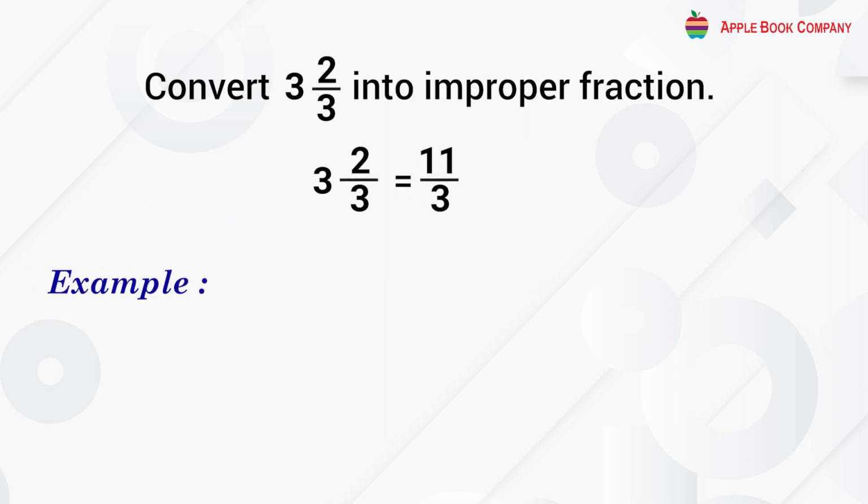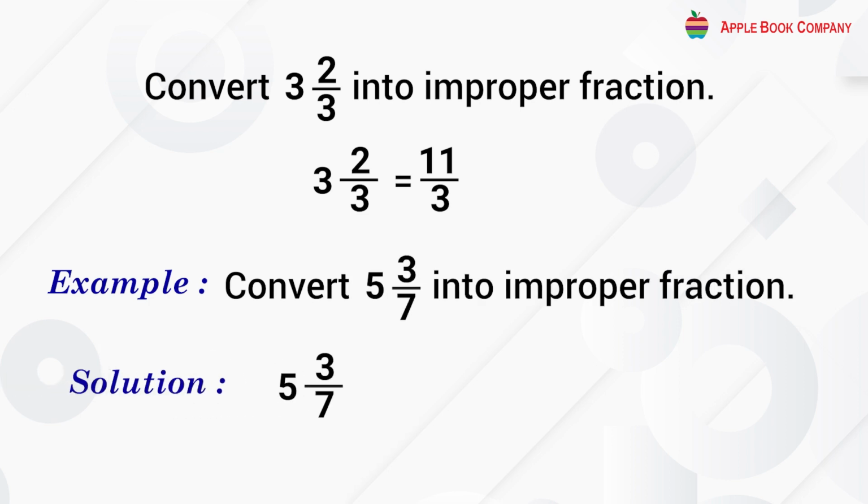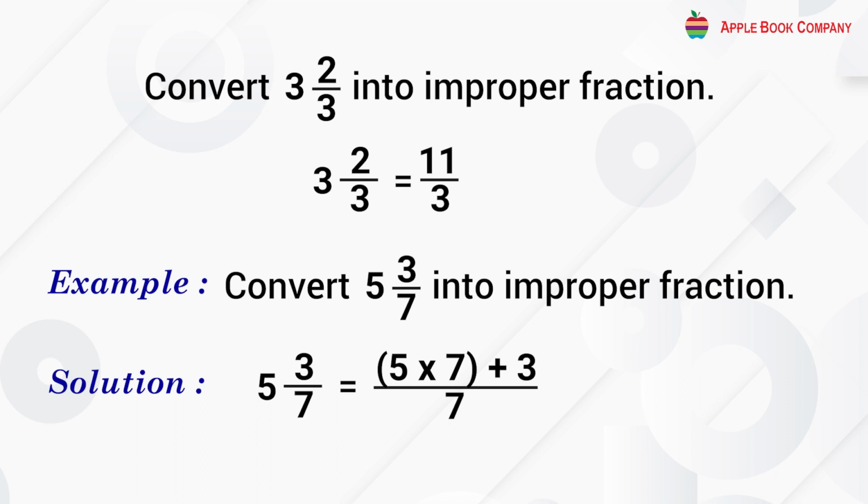Let's see another example. Convert 5 3 by 7 into an improper fraction. Now you multiply 7 by 5, which gives you 35. Then add the numerator 3.